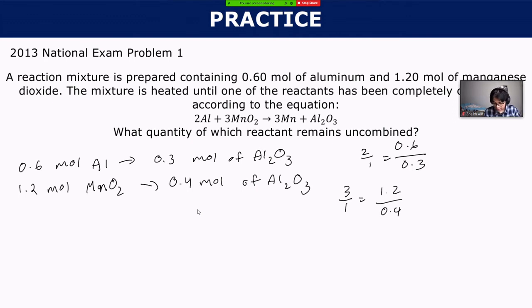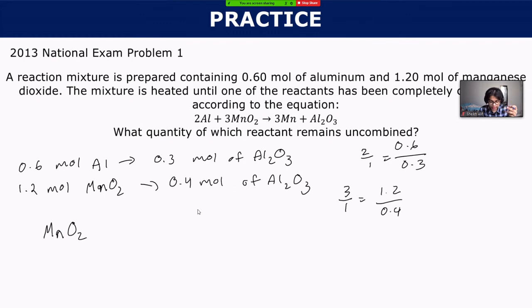What we see here is that aluminum has to be the limiting reactant because it creates the least product. And so if aluminum is the limiting reactant, that means manganese oxide is the one that's going to remain uncombined. MnO2 remains uncombined, but how much?